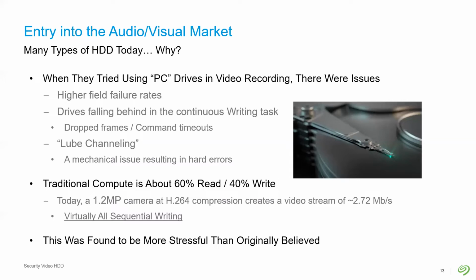The only other thing we knew that was happening for sure was that drives seemed to be falling behind in the continuous writing task. We weren't sure why that would be, because there were only 3 streams they could write. That's not a lot of data. That's not a fat pipe of data coming in. But for one reason or another, they were falling behind. We later found out those were command completion timeouts. I'm going to tell you how we figured that out in just a minute here. The other thing, next slide, please.